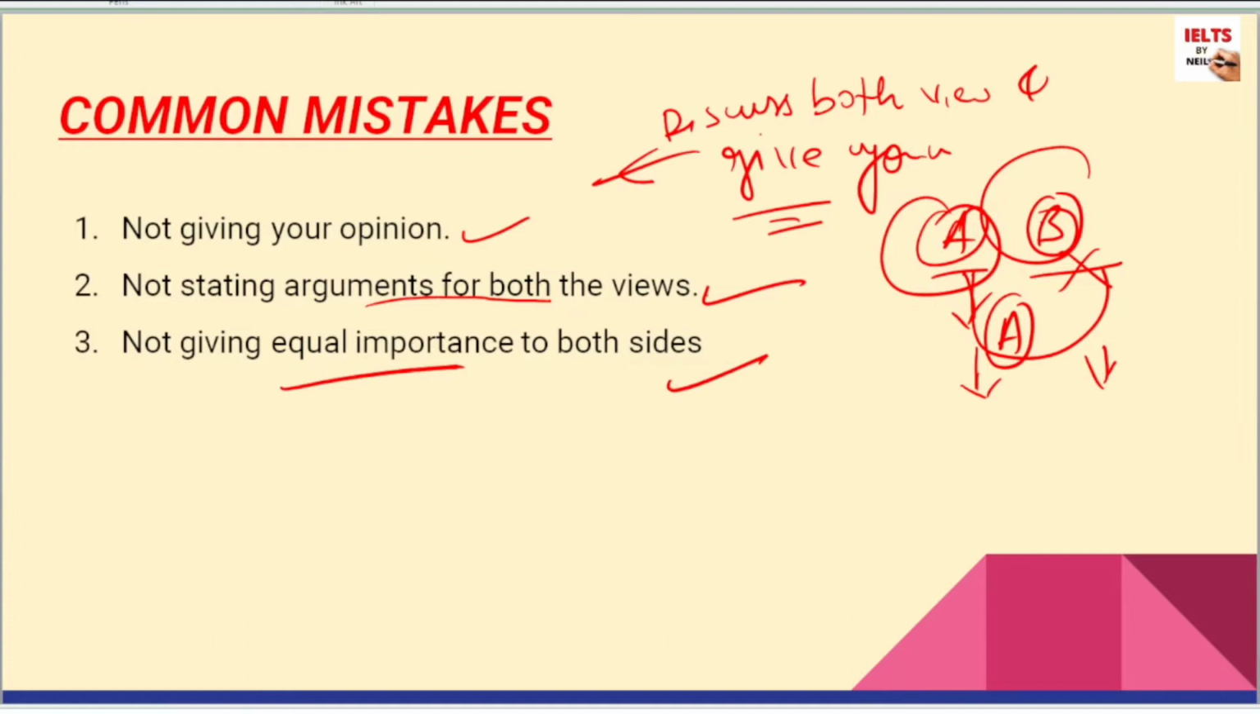So again, common mistakes are not giving your opinion, so you have to give your opinion, and not stating your arguments for both the views, so you have to give arguments for both the views. Remember this, both, not just one. Both the views are equally important because both are part of the question. So you have to attempt both the views.